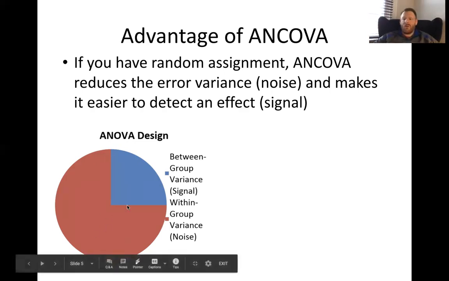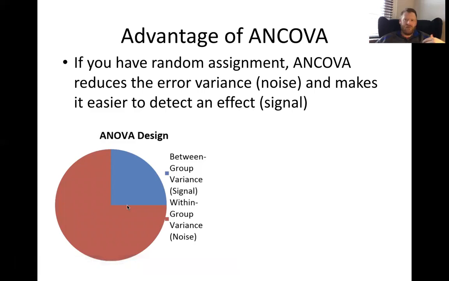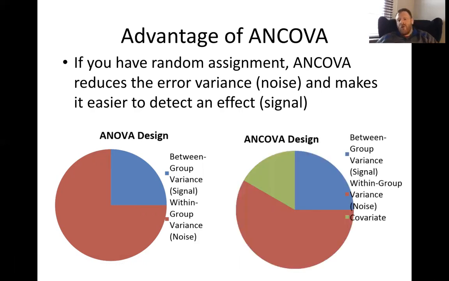And then we have the within group part, and that's really the noise, right? That's kind of the random variability within groups. And both of those components are present anytime we run an ANOVA. And our hope is that the between group part is big enough that we can detect a signal and find a significant difference.